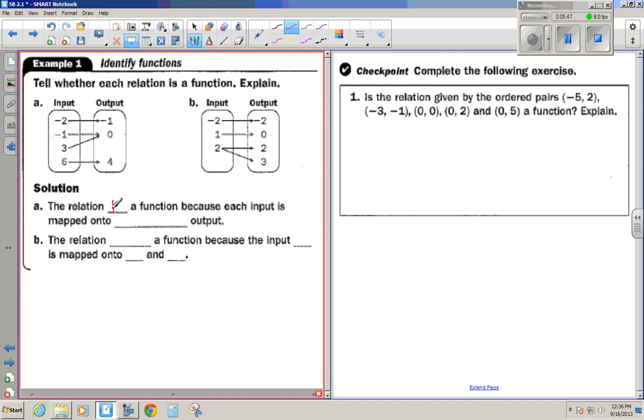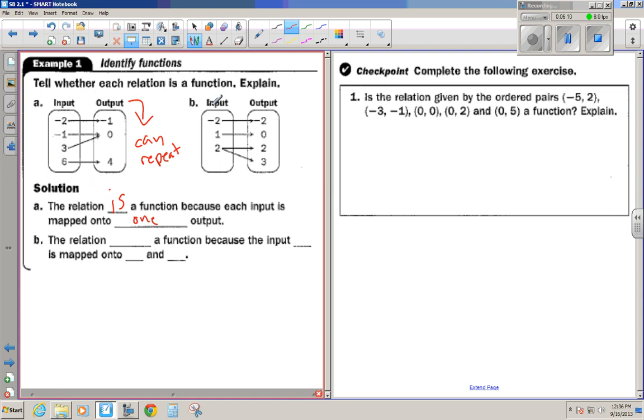The relation for A is a function because each input is mapped onto one output. Please notice that the outputs can repeat. The inputs should not.